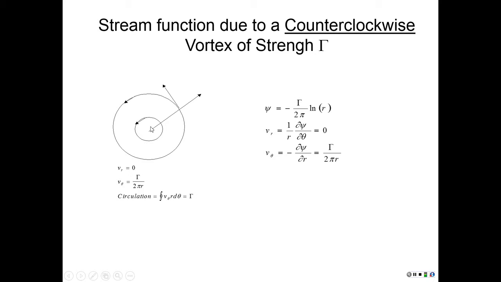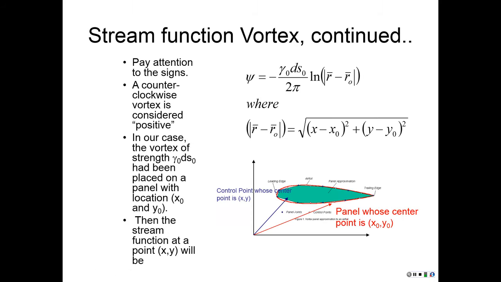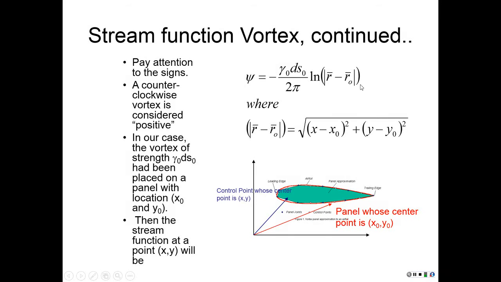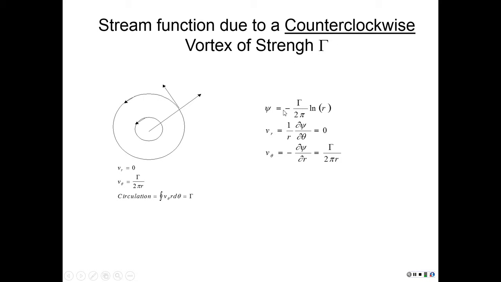Of course, we have lots of panels. Each and every panel has got its own vortex, gamma times delta s. Each produces this type of stream function, where r is the distance between where the vortex is and where you are computing the stream function. This is always from the center of the vortex. So in our case, let's say you have a panel at x naught, y naught. It's got a strength of minus, which comes from the previous slide. We had a minus here, so we just carry it.